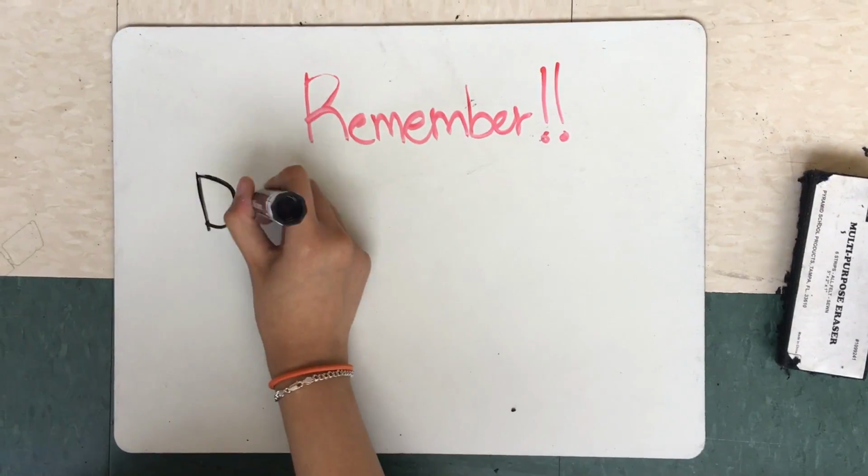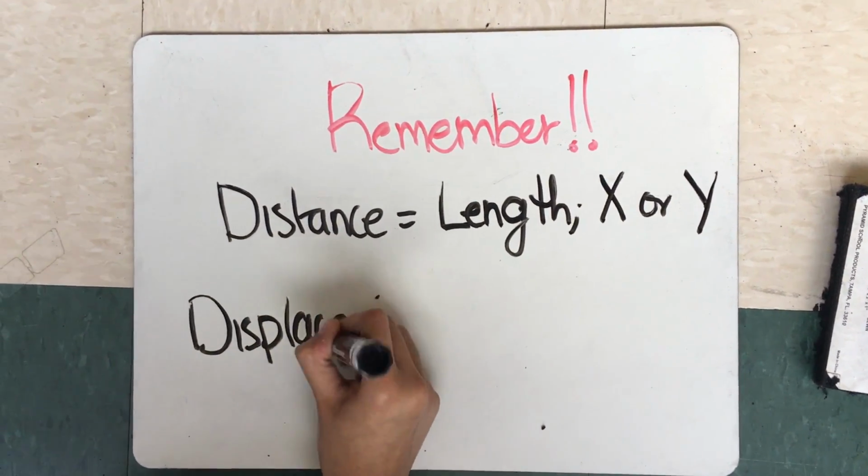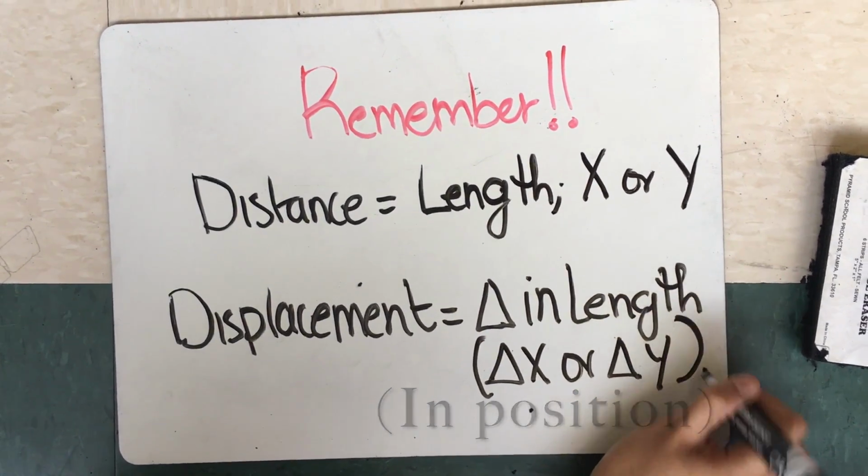Remember, distance is the total length traveled horizontally and vertically. However, displacement is simply the change in position.